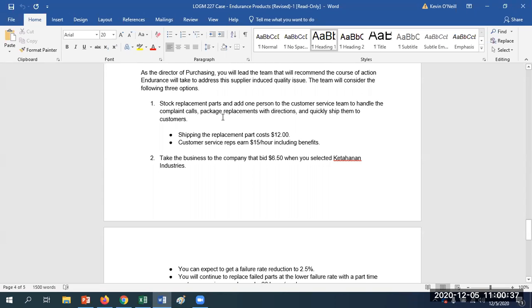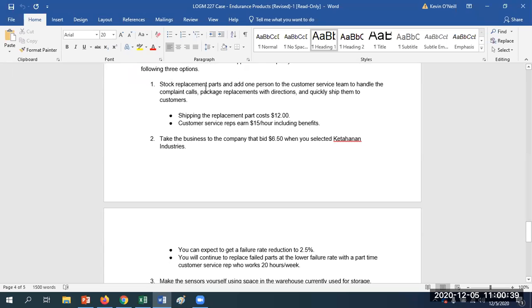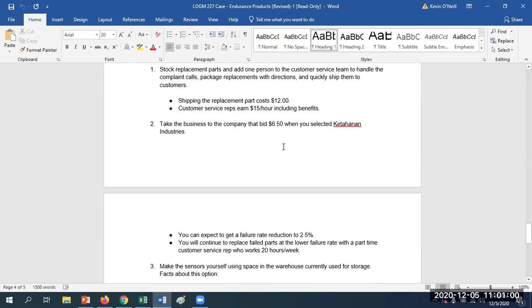And you come up with 3 options. One is you can just buy and stock extra replacement parts. And you can add 1 person to the customer service team to handle the extra complaint calls that come in. And you can then pack up the replacements with directions and quickly send them to customers. Okay, and here's some data about what that can cost.